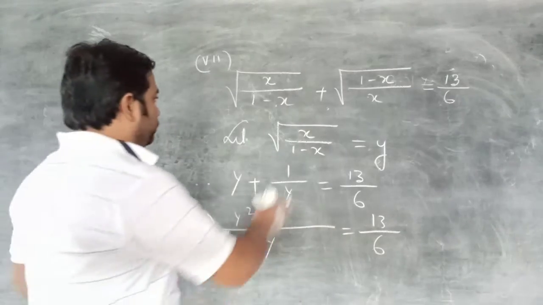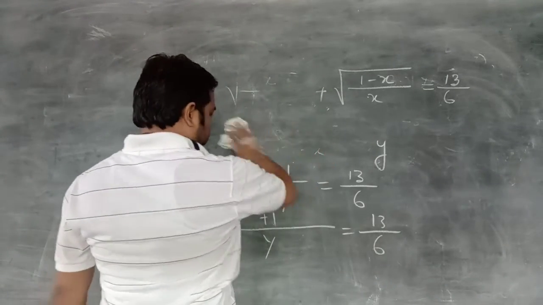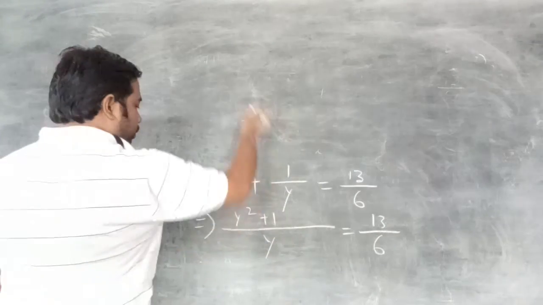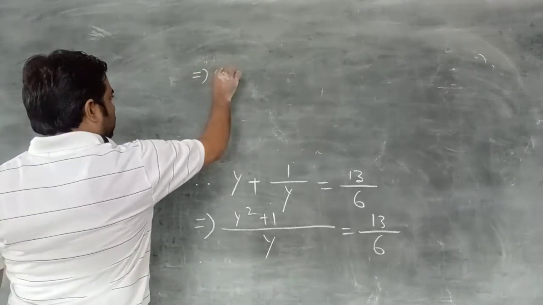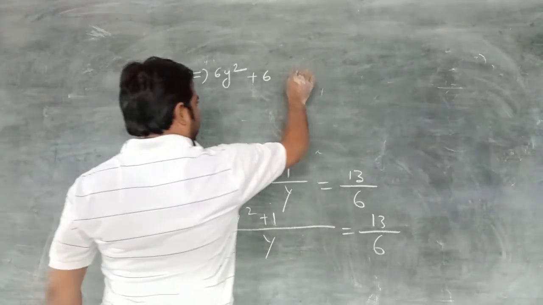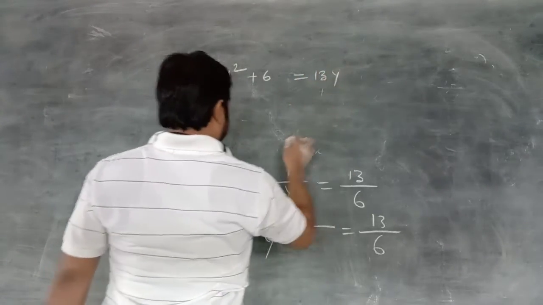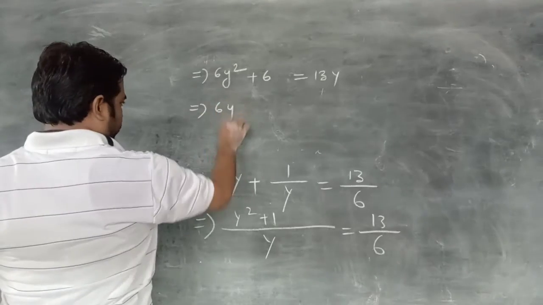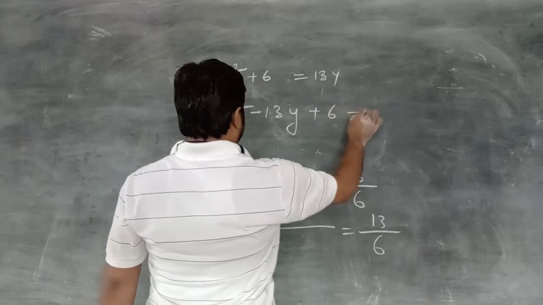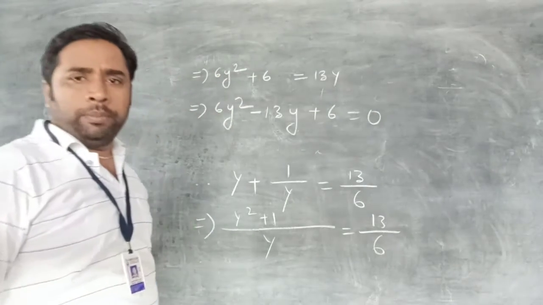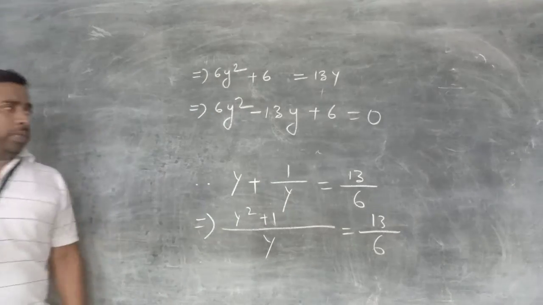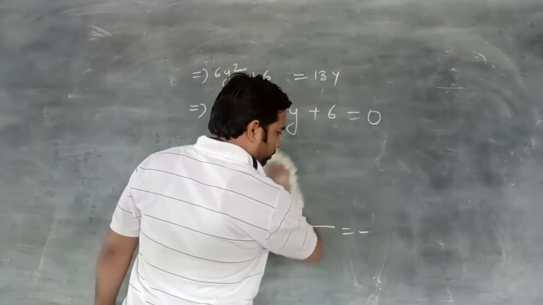If we cross multiply, what we shall get? This is equal to 6y square plus 6 equal to 13y. So this is equal to 6y square minus 13y plus 6 equal to 0. Again we can apply middle term factor, and if we apply middle term factor, we shall get the value of y. After that, we shall put the value of y and we shall get the value of x.